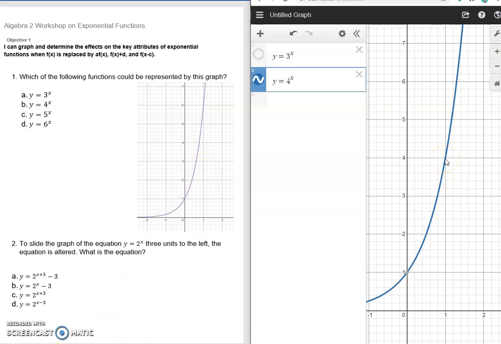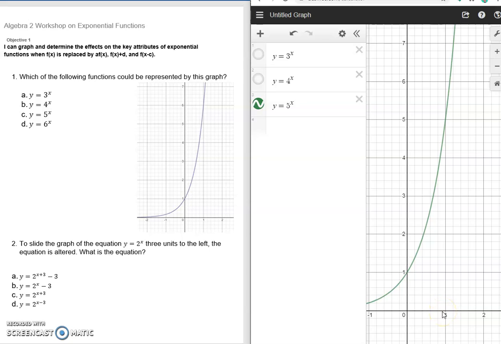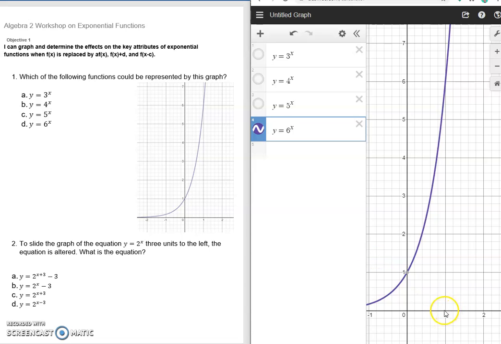Here you can see that (1, 4) is part of the graph, and here (1, 4) is not, so B is not the answer. Letter C has (1, 5) as part of the graph, and here (1, 5) is not part of the graph. So the answer here is D. Let's plug it in. Letter D has (1, 6), which here we have (1, 6), so the answer is D.